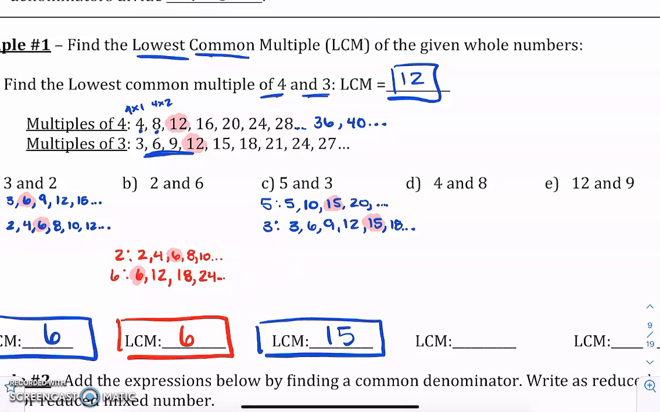So 4 and 8. Multiples of 4, 4, 8, 12, 16. Would continue. Multiples of 8, 8, 16, 24, 32. So what's the lowest they have in common? Number 8 itself.